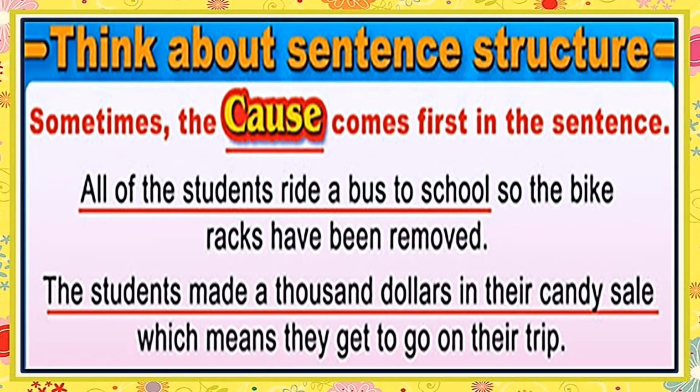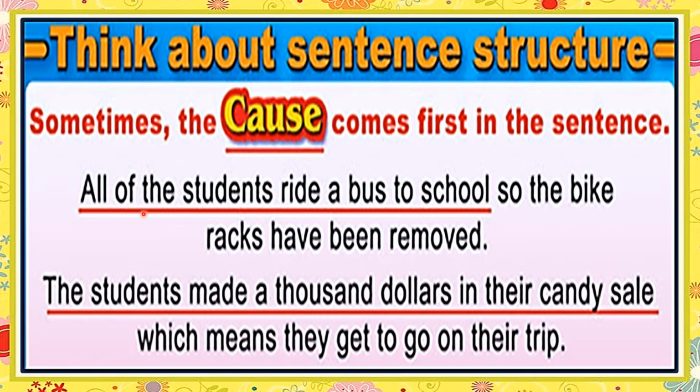Let's think about sentence structure. So sometimes the cause comes first in the sentence. Take a look at this. All of the students ride a bus to school, so the bike racks have been removed. The signal word or the keyword is "so." It separates the cause and the effect in the sentence. The second sentence, the students made $1,000 in their candy sale, which means they get to go on their trip. So the signal word or the keyword is "which means."